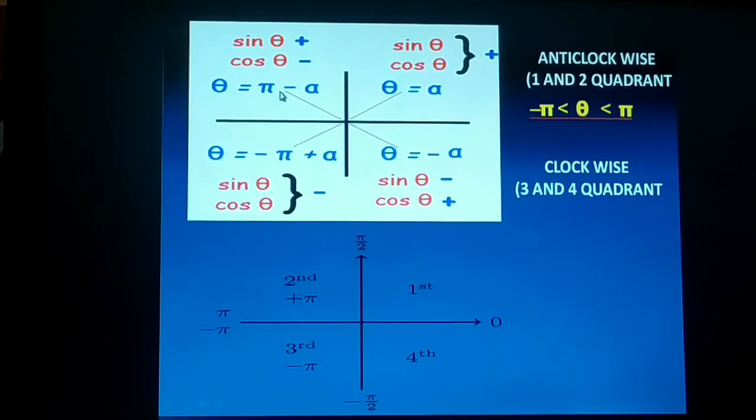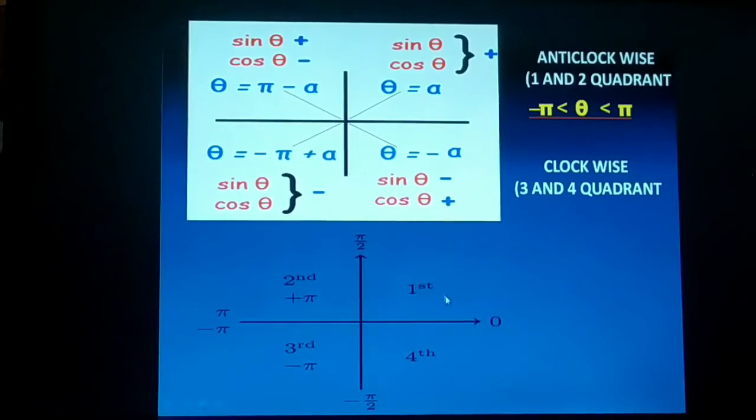here, then its formula is theta is equal to pi minus alpha. Here the whole theta is pi and minus alpha, so we get this angle. Now here in this figure we see that here 0 and pi.